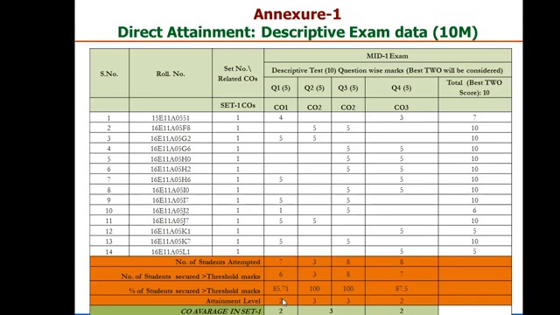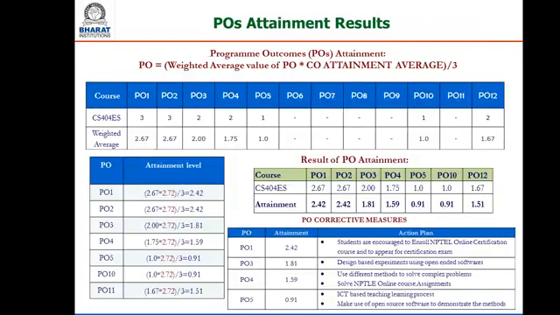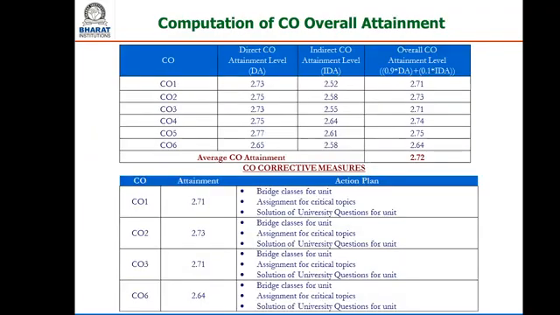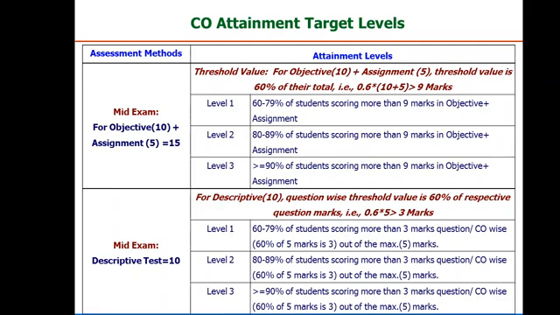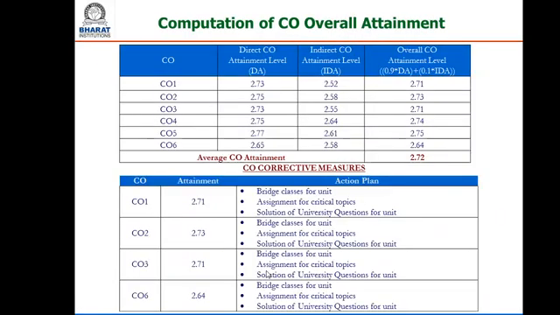Why is it 2? You can go back to the descriptive target levels. Here you can see descriptive target levels. Here the level we are saying is 2. Why is it 2? We got about 85 percentage. That lies in 80 to 89 percentage of students scoring greater than 3 marks. So that is level 2. So like that, whatever percentage we got, whichever level it comes under, that will be considered here.